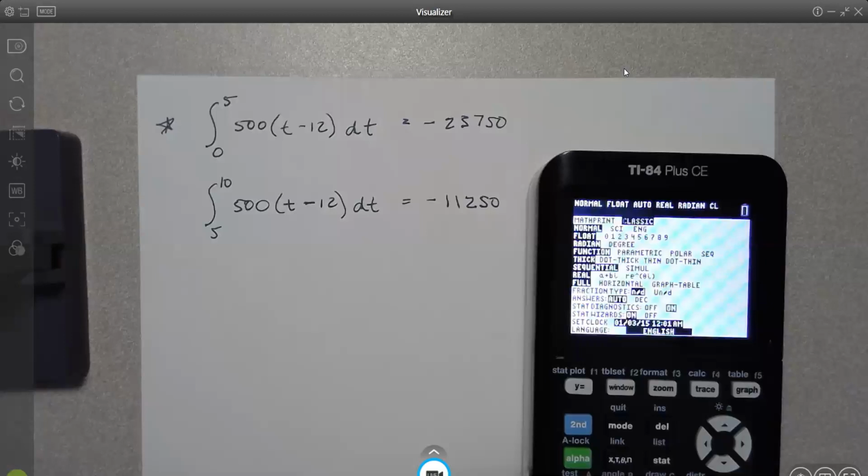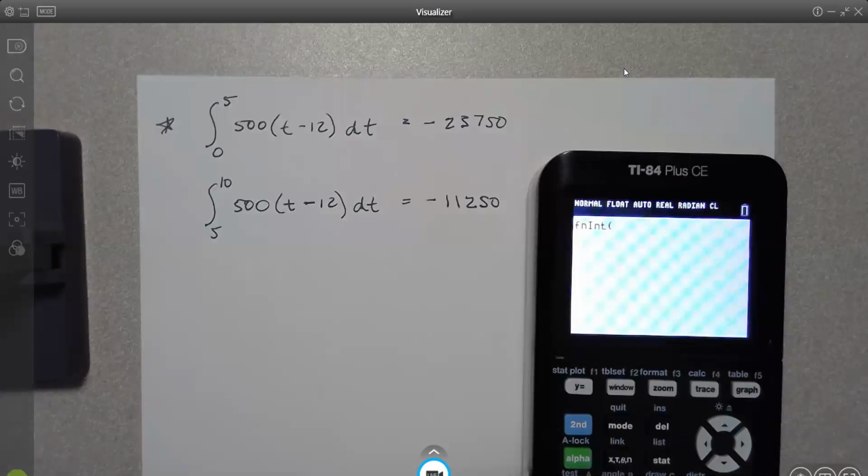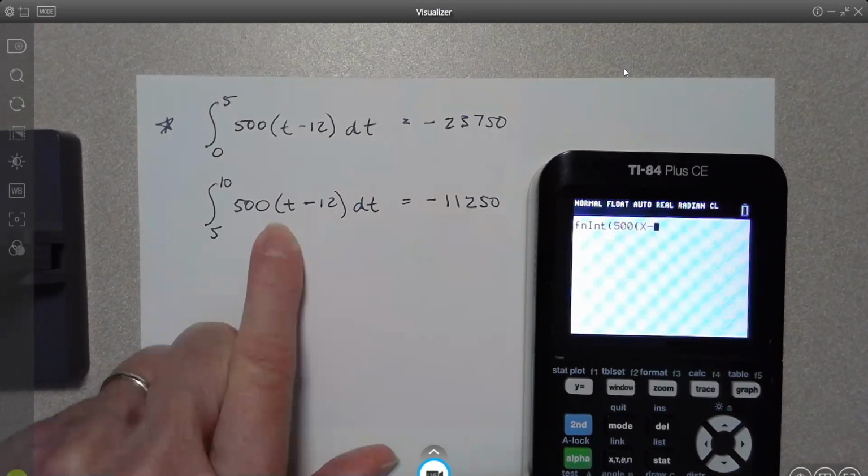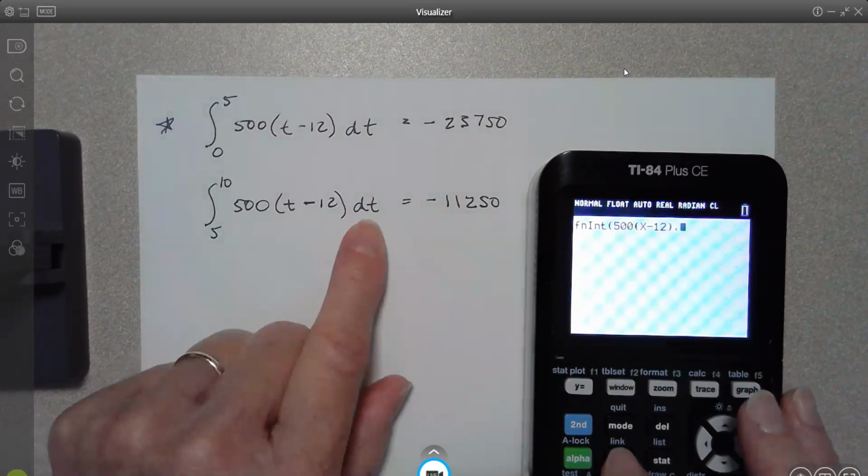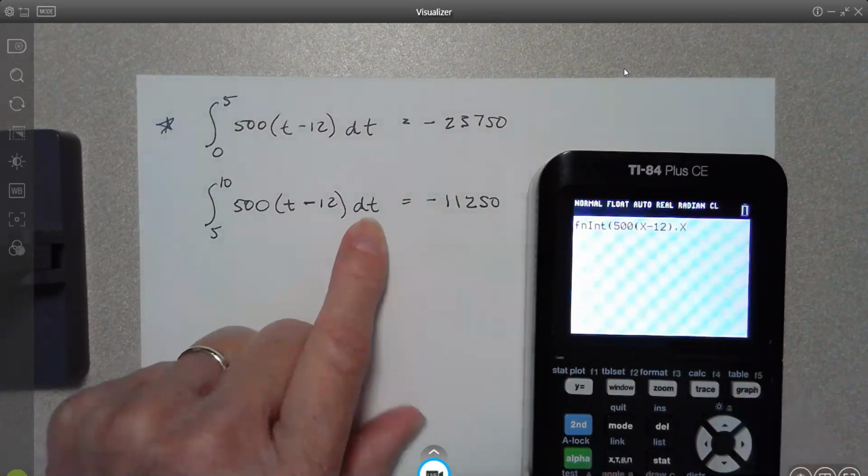So math 9, you first put in your function. Use a comma. Then you have to tell it d whatever, and you don't put dx, you just tell it x, comma, and always lower than upper.